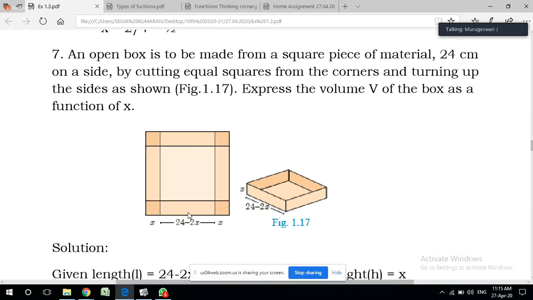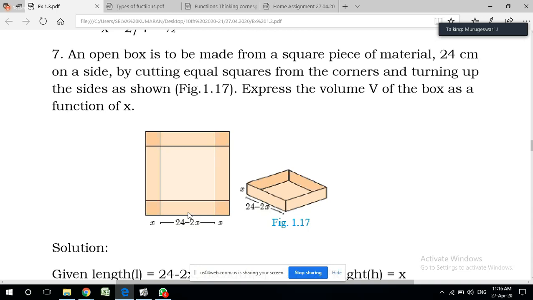So what will be the side of the cuboid? 24 minus 2x. Have you understood, ma'am? So what is the length? 24 minus 2x. And the breadth is also the same, 24 minus 2x. And what is the height? You cut an x centimeter square only, no? So the height is x. Okay, have you understood? So we get the length, breadth, and height of the box, and the box is the shape of a cuboid.